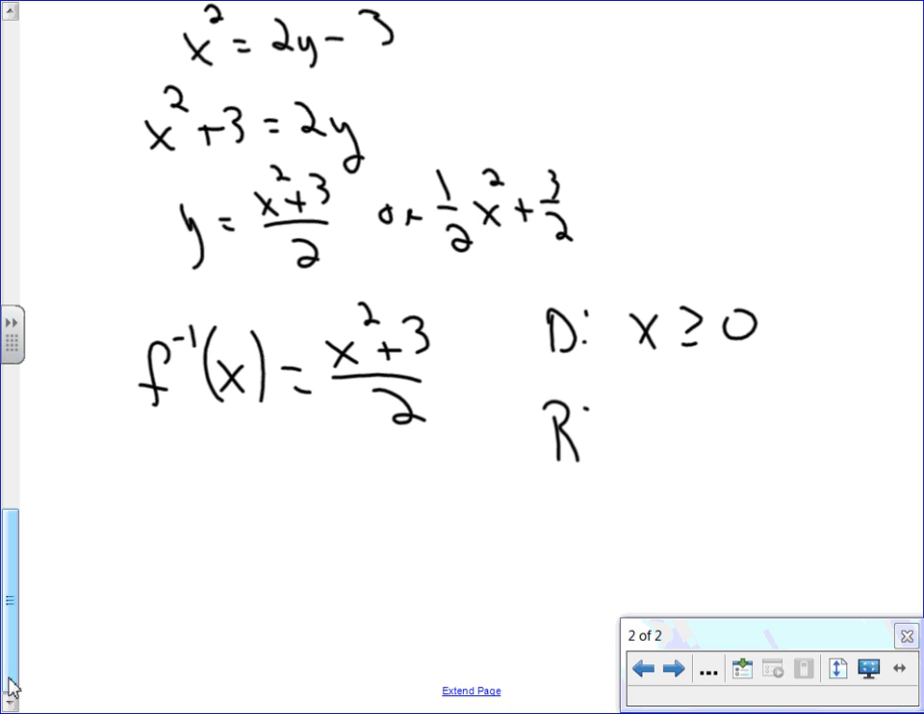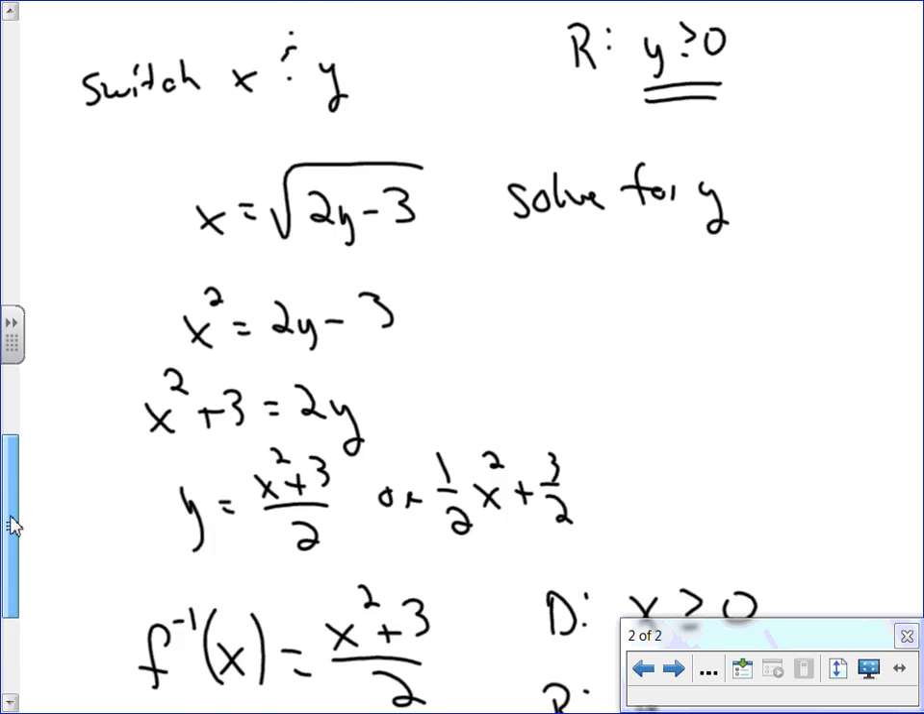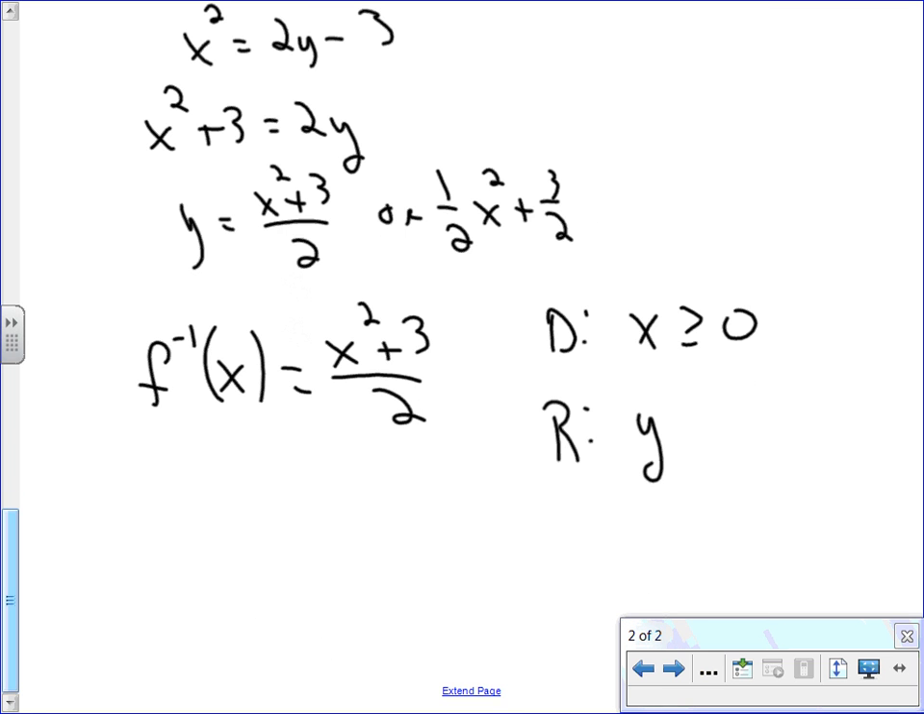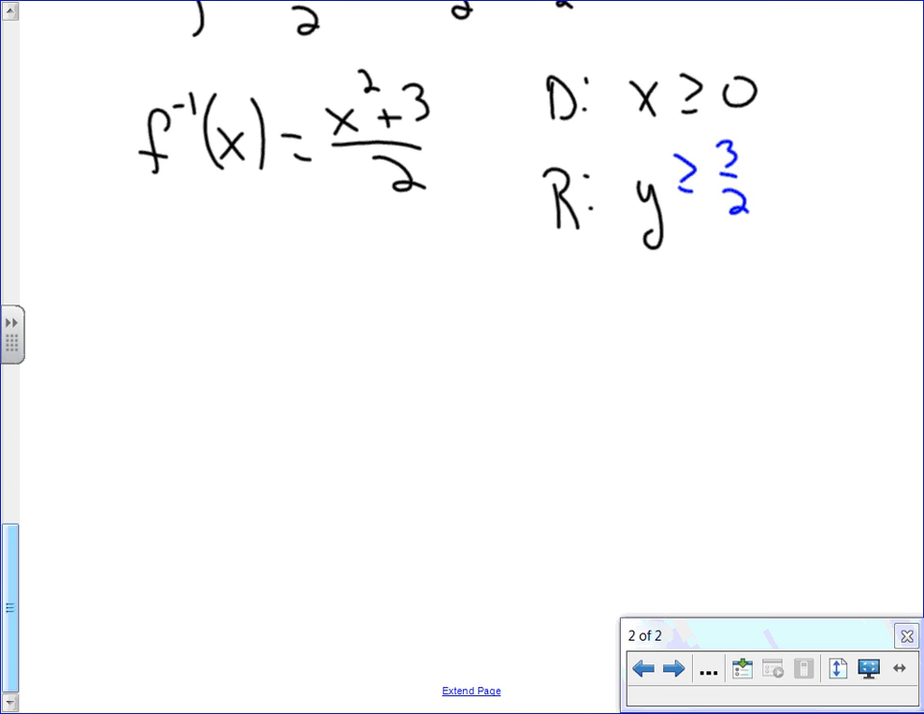The range of this function will be the same thing as the domain of the other one. So the domain of the other function was greater than or equal to 3 halves. So the range of this function is greater than or equal to 3 halves. Another example.